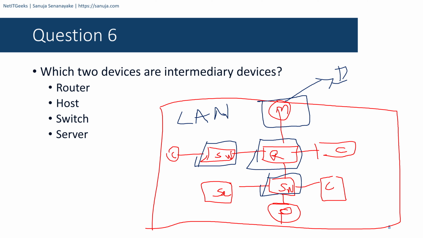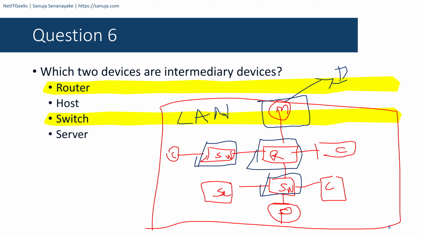So in here, the intermediate devices are going to be the switch. They're asking for two devices, so it has to be the switch, and then the other one is going to be the router. The reason is that the router is also sitting in the middle. Intermediary device basically means it's sitting in the middle. So the router and the switch are the two intermediary devices on your network.